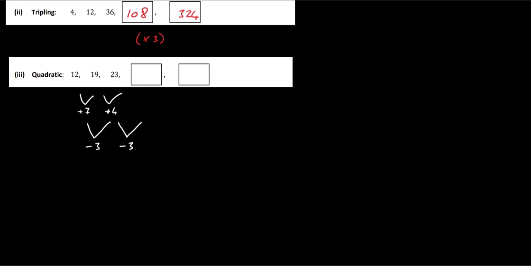So we've got plus 4 minus 3. That means we must be adding 1 here. So if we add 1 to 23, that'll give us 24.